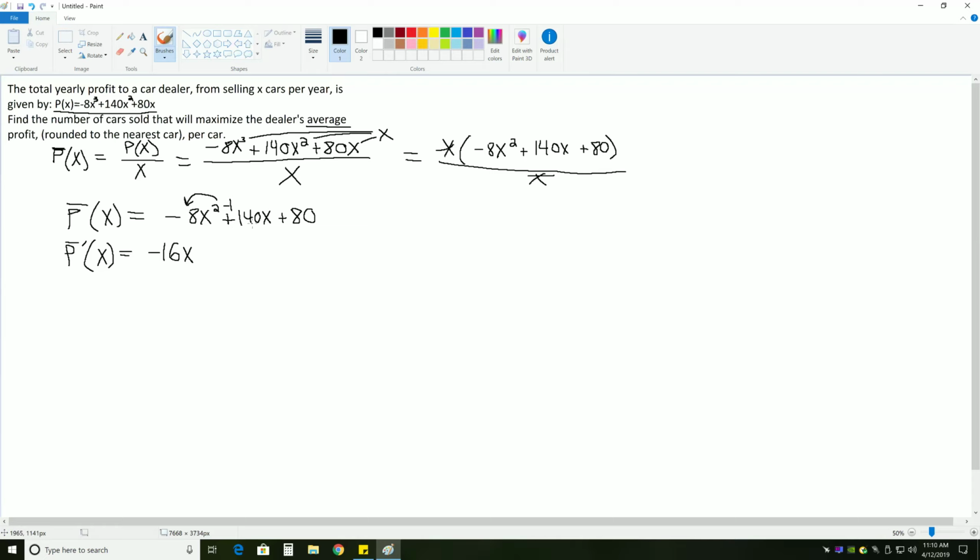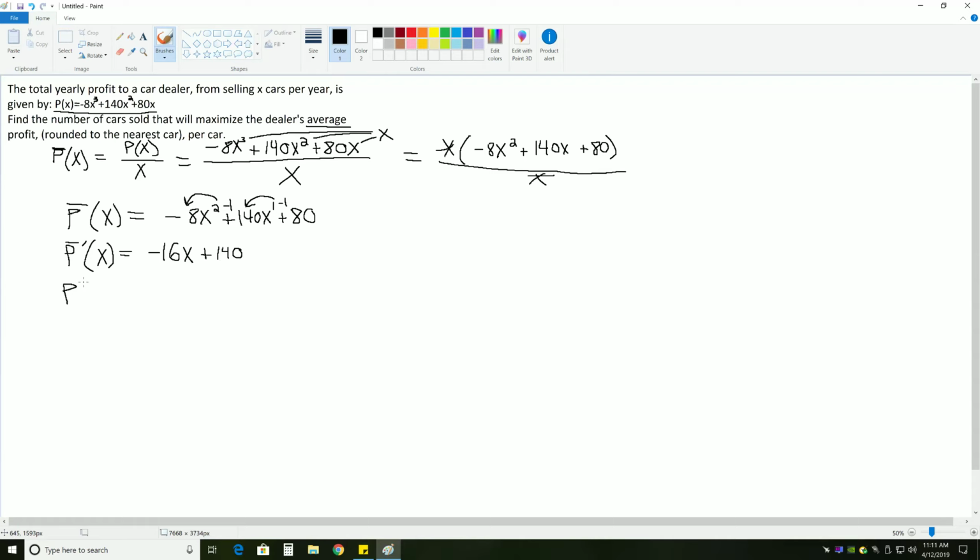Then the derivative of 140x is the same thing. You'll multiply the exponent out front. In this case, the exponent is just 1. And then subtract 1 from it as well, which just leaves us with 140 times x to the 0 power. But x to the 0 power is just 1, so it just goes away, leaving us with the 140. And then finally, the derivative of any constant, in this case 80, is just 0. So our first derivative is negative 16x plus 140.